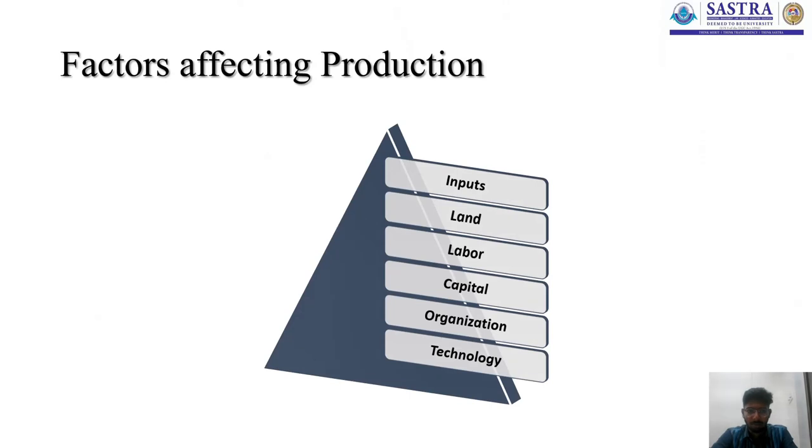Then moving ahead, we're going to discuss the factors affecting production. So the major factors are being listed here, which are affecting the production segment. So the first and foremost thing is the inputs. Inputs here, as I mentioned earlier, are something like the raw materials, the land, the labor, the capital, the organization, and the technology. So these are some of the major factors, the parameters or the attributes affecting the production.